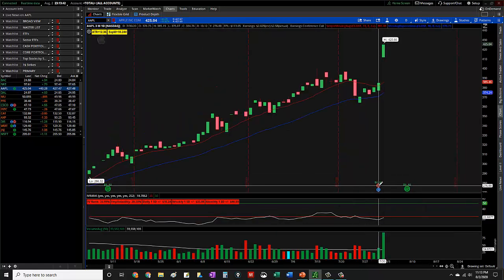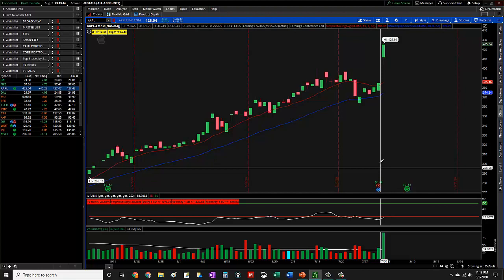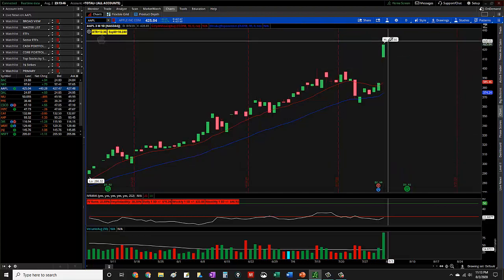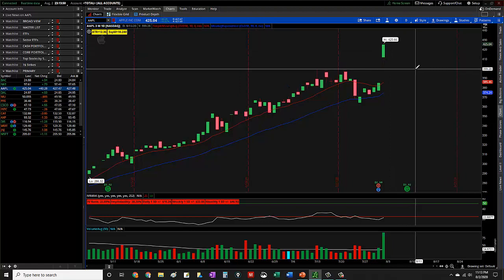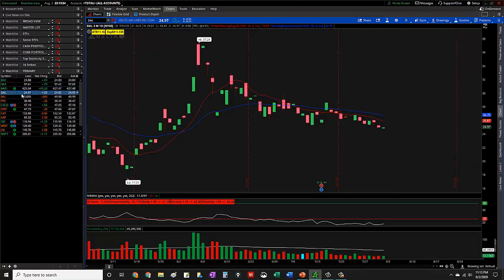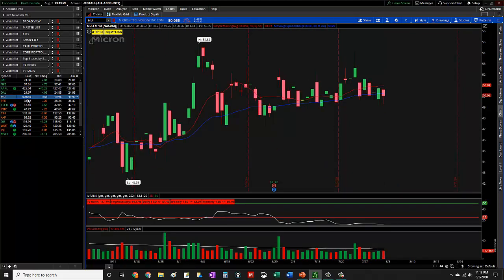Other than on earnings plays. You can see volume spiked here on earnings for Apple. Apple would probably be a good play, expecting price to maybe pull back down and close this gap a little bit before continuing higher. But since I indicated we want to avoid earnings, we're going to skip that.